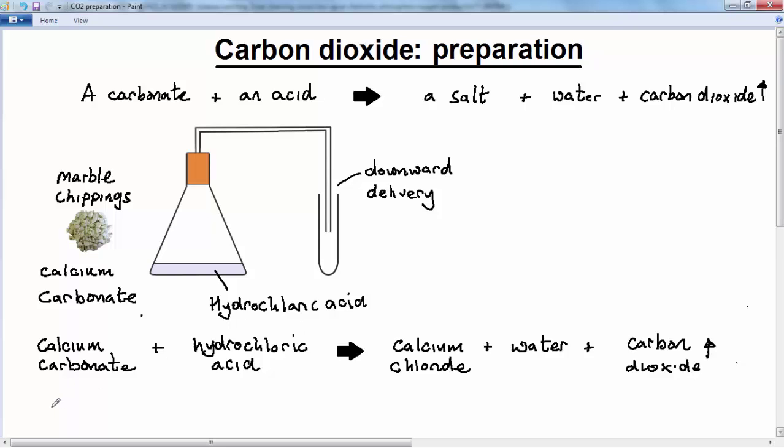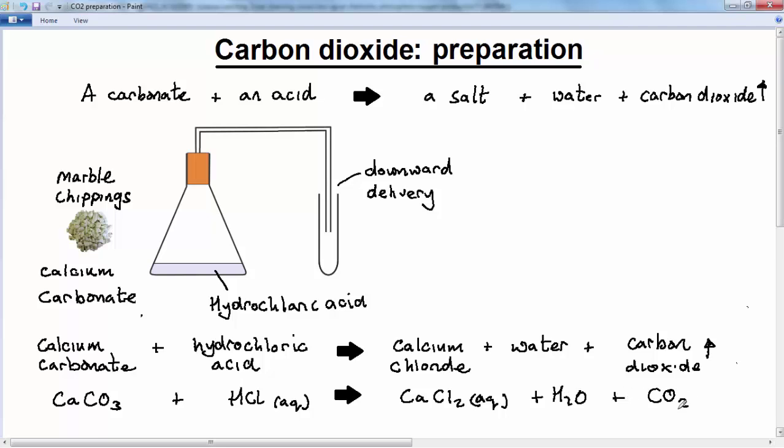Okay, so we'll write out the symbol equation for this reaction. CaCO3 plus HCl, aqueous, that's a solution, hydrochloric acid in solution, gives us calcium chloride, aqueous, plus H2O plus CO2. And so let's just balance the equation.